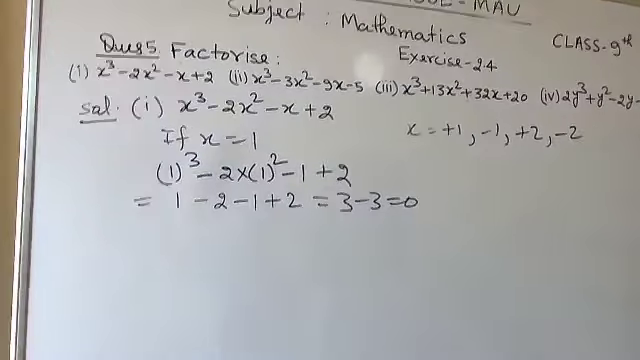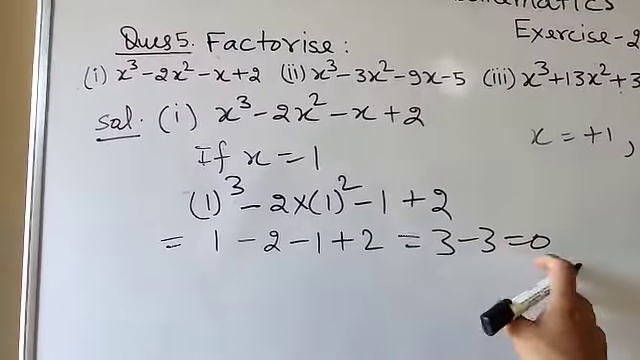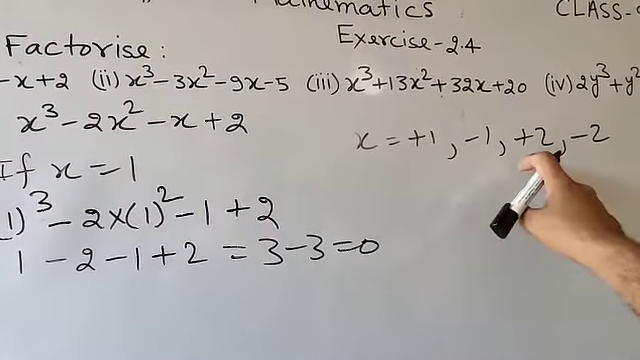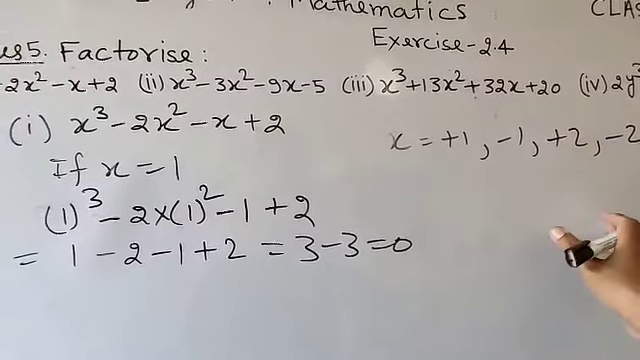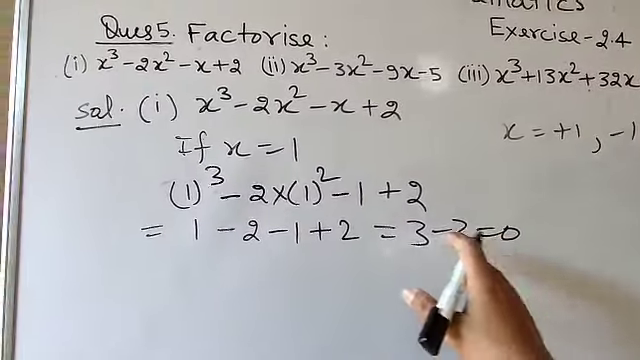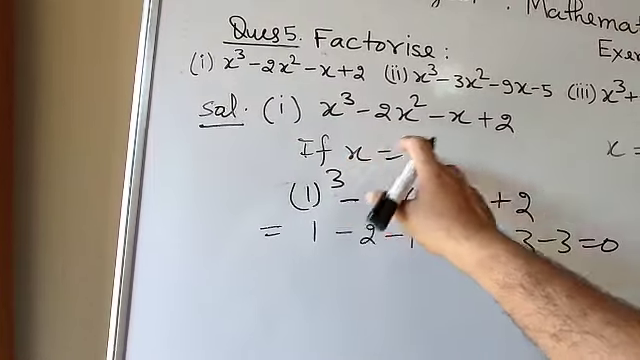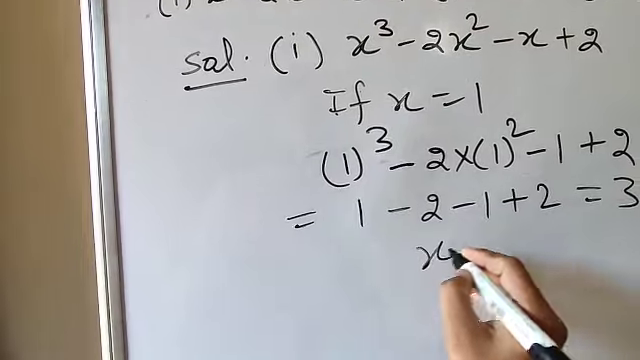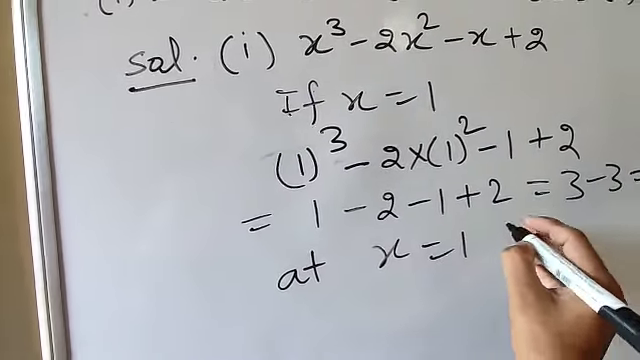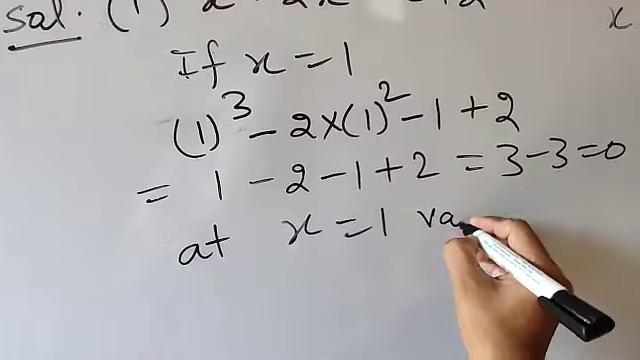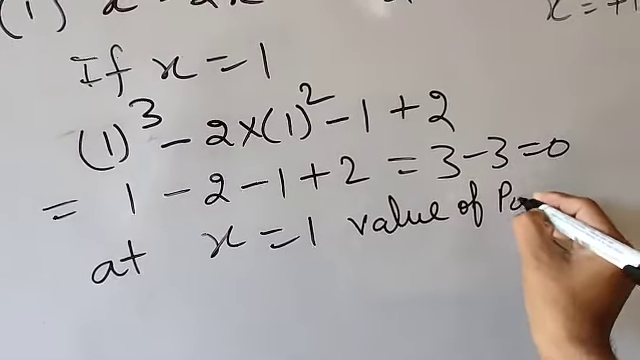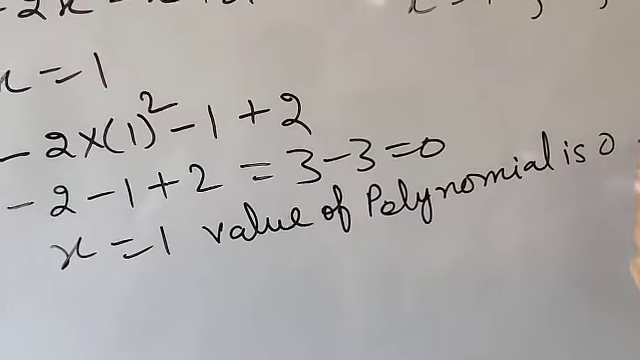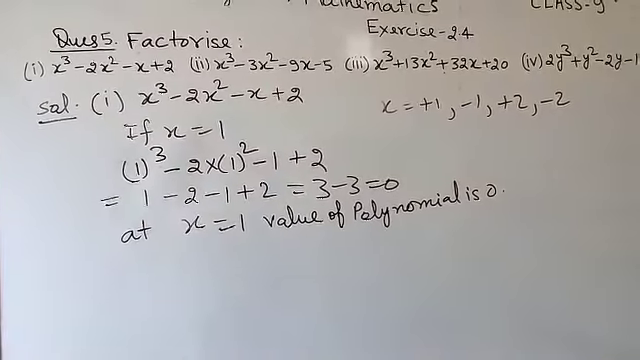Suppose that if you are not going to get at x equal to 1 it is 0, then you will check for minus 1. If you are not going to get it is 0 again, then you will check for plus 2, and again you will repeat until you are going to get 0. So here in the first, if I put x equal to 1, I am going to get 0. So it means here at x equal to 1, value of polynomial is 0. At x equal to 1, value of polynomial is 0.